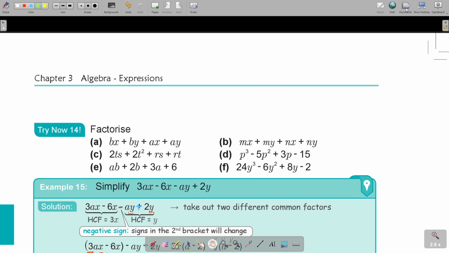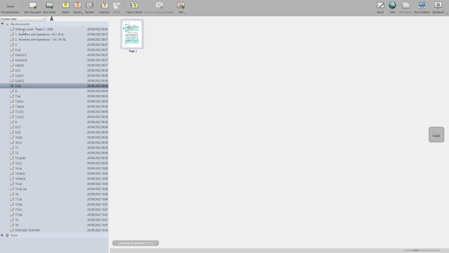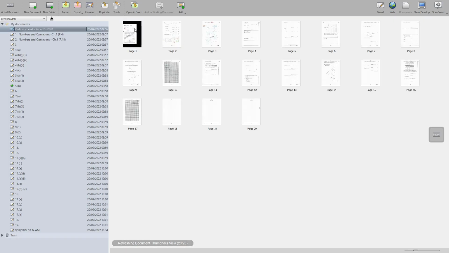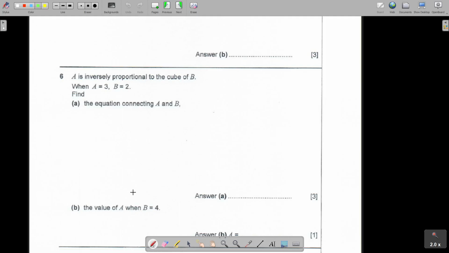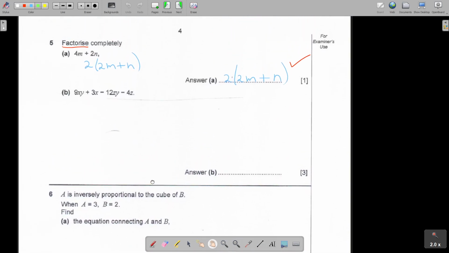Okay, let's go back to the question paper. I just want to make it a bit lower. There it was. So let's see. Can you see why I say, be careful, be careful? So, okay, what can I take? I can take 3x. If I divide, 3y.